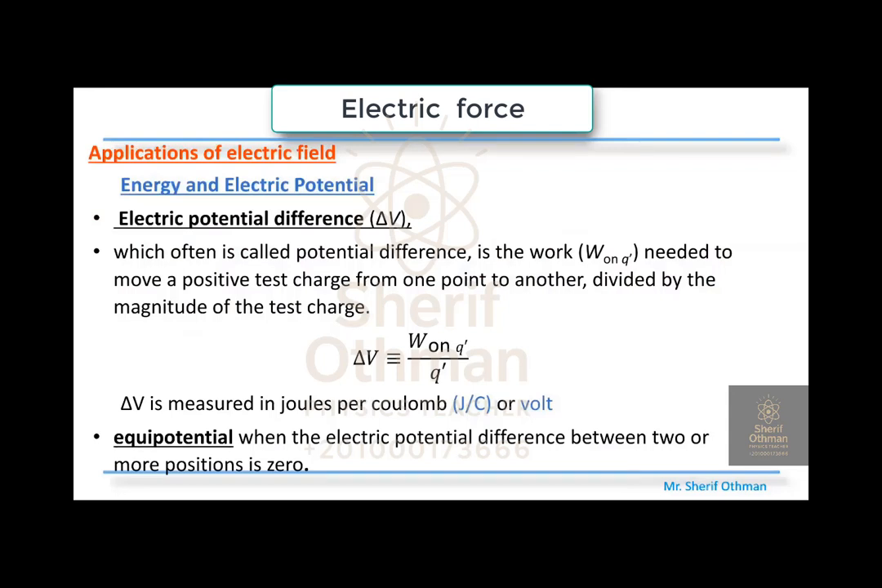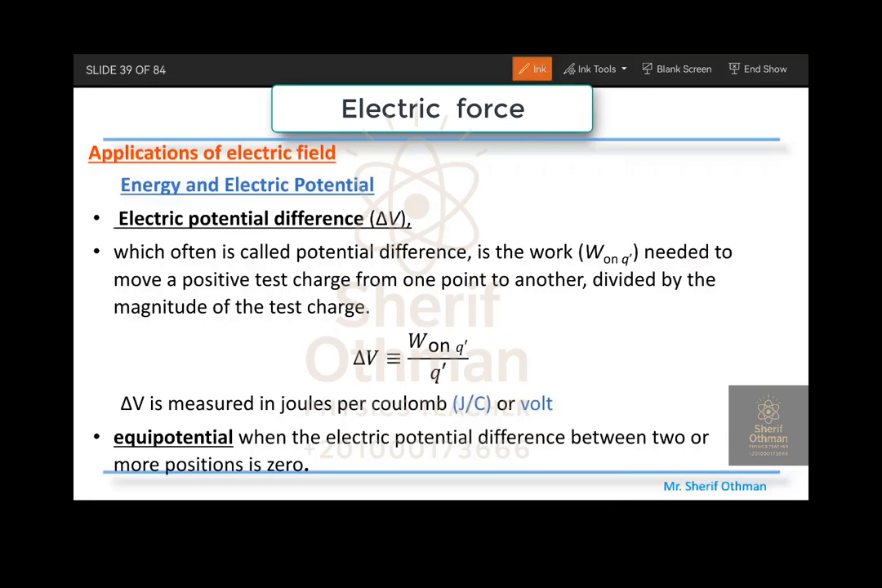Application of electric field, guys. We have different applications of electric field. The first one is finding the electric potential difference, which is the work done to transfer a certain charge between two terminals of a conductor. Which often is called potential difference, is the work needed to move a positive test charge from one point to another point, divided by the magnitude of the test charge itself.